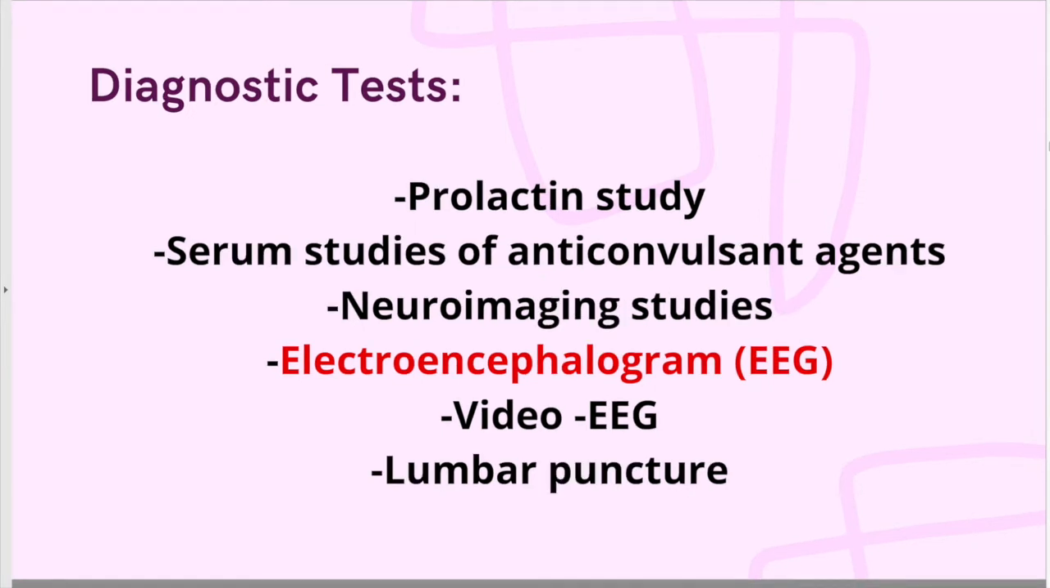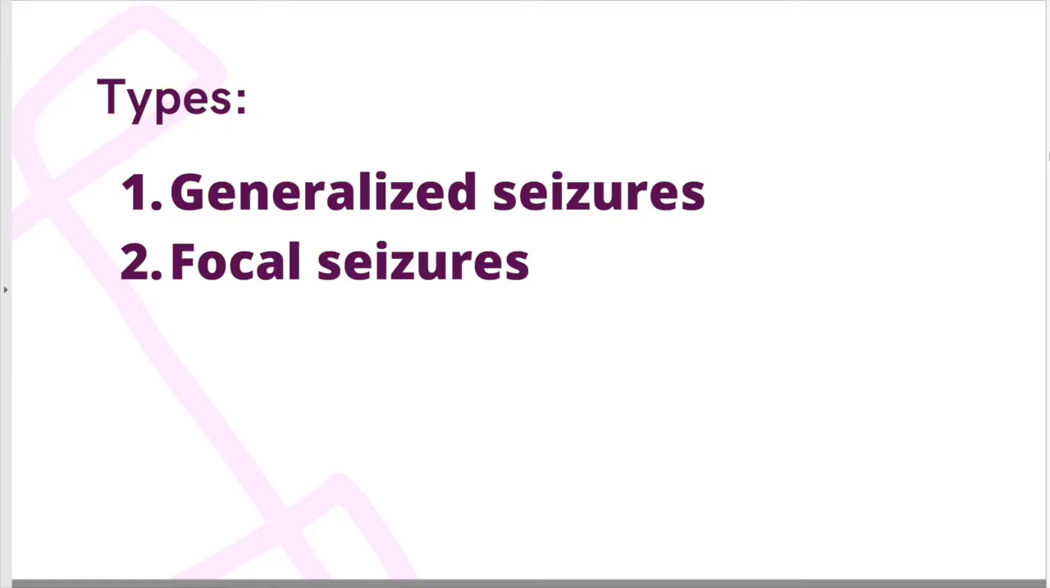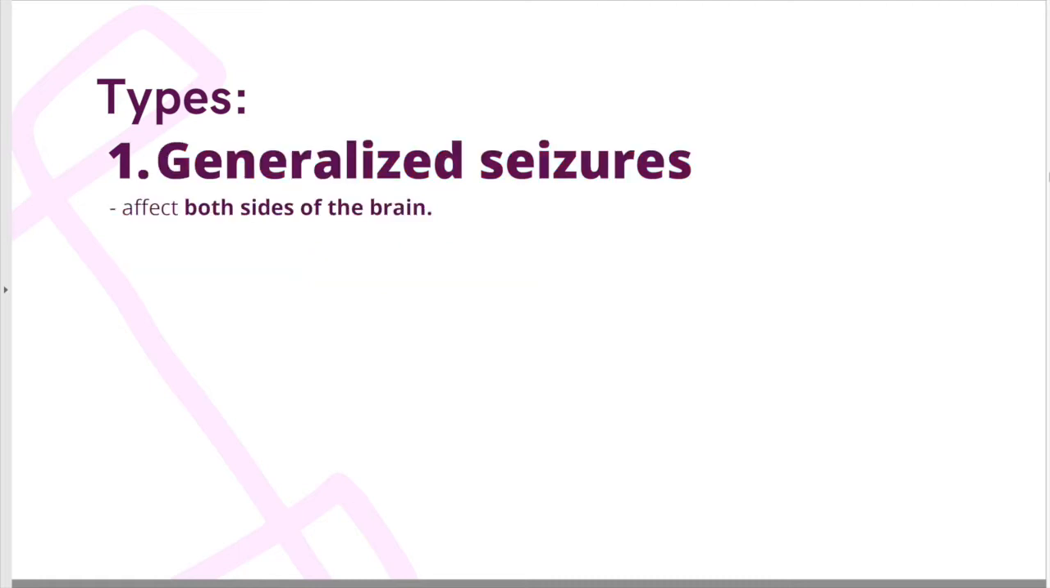Now let's move on with the two main types of seizure. Number one is generalized seizures. Number two is focal seizures. So let's discuss generalized seizures first. Generalized seizures affect both sides of the brain. There are two types: absence seizures and tonic-clonic seizures.